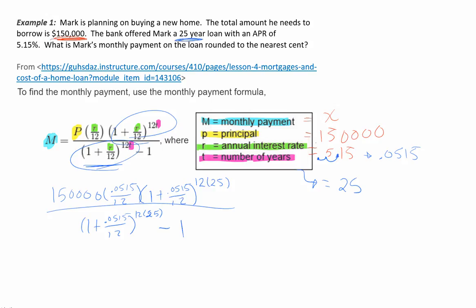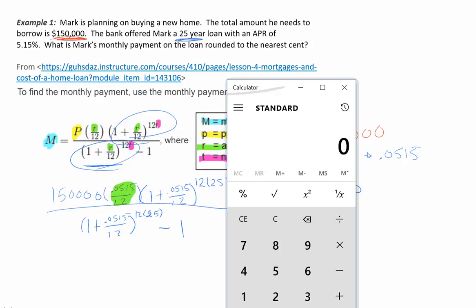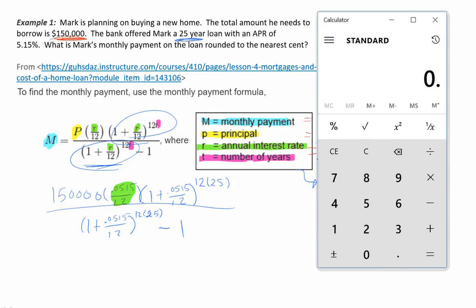So all that seems complex, but let's break it down. We don't need to do anything with that. Let's find that amount right there. We're going to find 0.0515 divided by 12. So here we go. We're going to do 0.0515 divided by 12. So that is 0.0042967. So we're just going to round that.